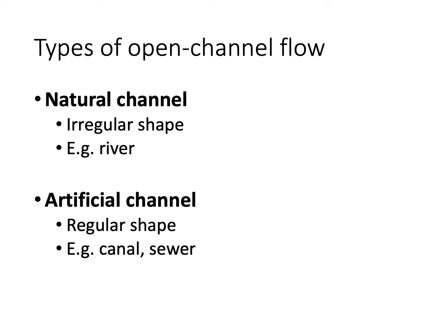And the second type of open channel is an artificial channel, like a canal or a sewer. A sewer is where the pipes collect the wastewater, the brown water coming from your toilets and shower and kitchen. So these artificial channels, of course, have a regular shape because they are man-built.